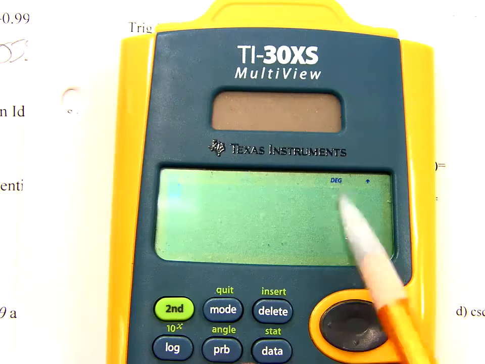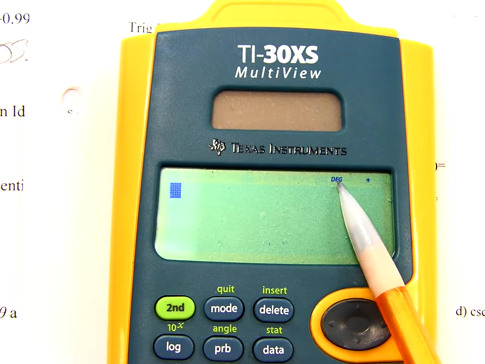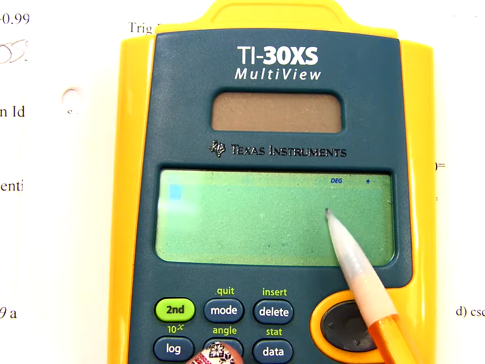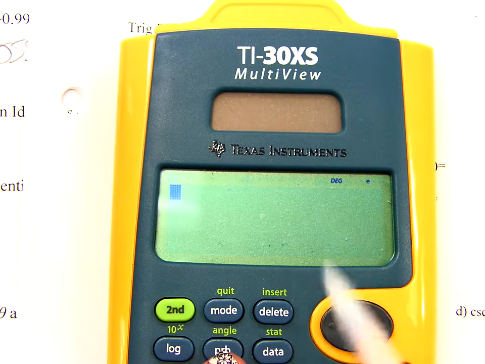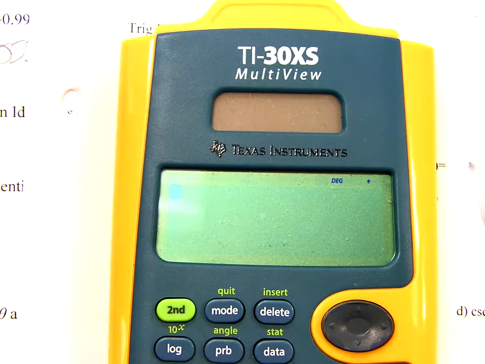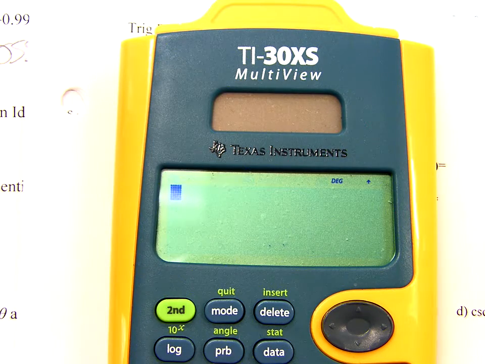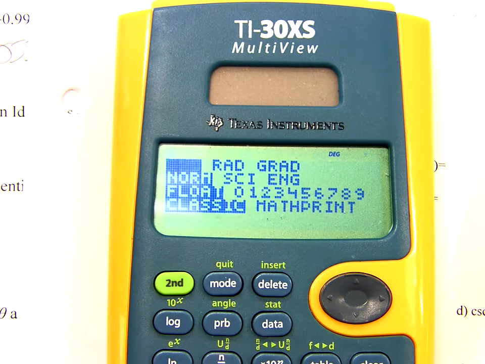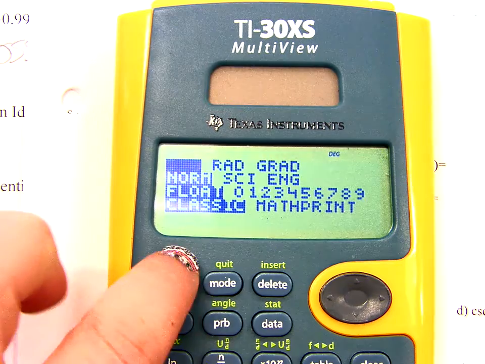So make sure, if you're using a scientific calculator, they'll say DEG somewhere on them. If it says RAD or GRAD, that's the wrong mode. And if you happen to be in the wrong mode, you just hit the mode button and then choose the one you want. So we want to be in degree right now.